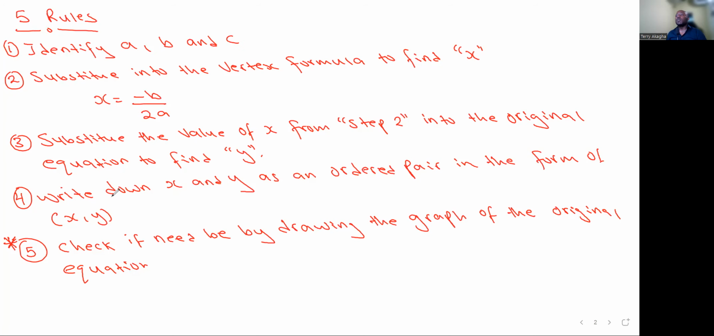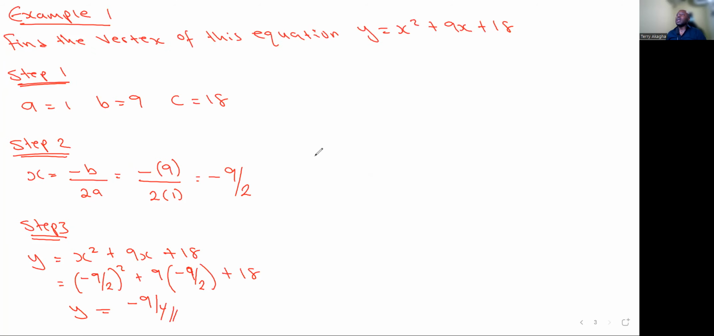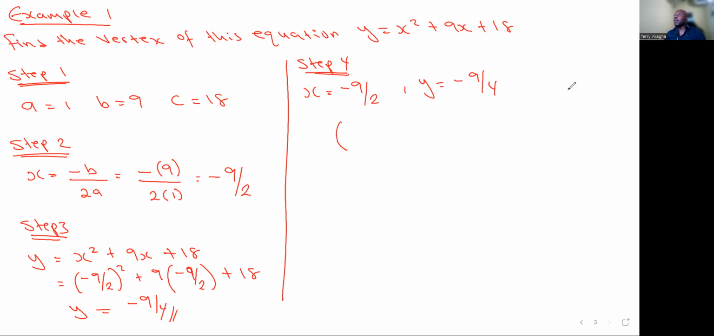Then step 4, you need to write out x and y as an ordered pair. So in step 4, we know our x to be minus 9 over 2, right? And we know our y to be minus 9 over 4. So you write it in the form of x comma y. That is the ordered pair. So it's going to be minus 9 over 2 comma minus 9 over 4, all right?